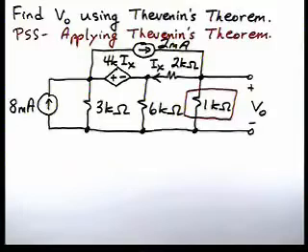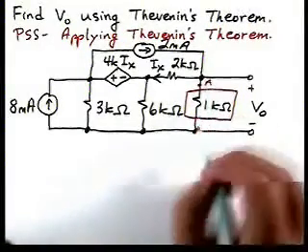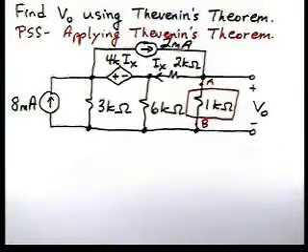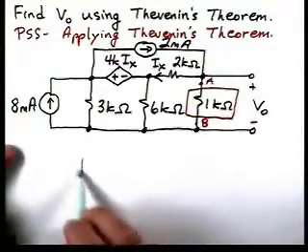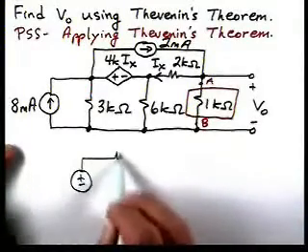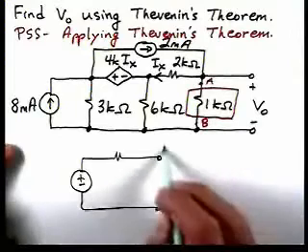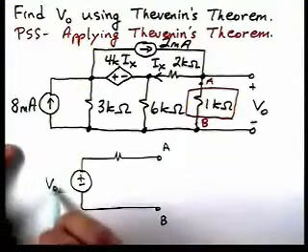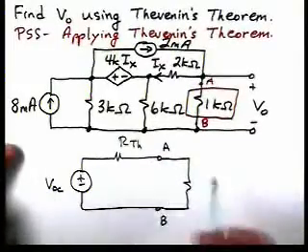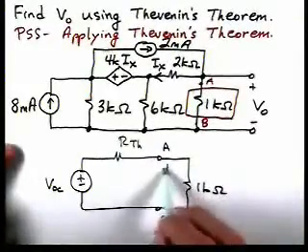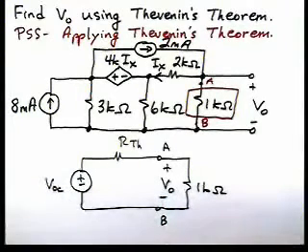So we're going to remove this element. We'll make terminals A and B. We're going to calculate the Thevenin equivalent. So we're going to calculate this circuit, open circuit voltage, Thevenin resistance. Then we're going to hook up the 1K resistor to the Thevenin equivalent and calculate V0. So we're going to remove the 1K, calculate V open circuit.